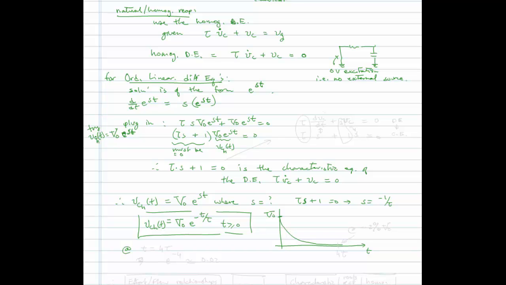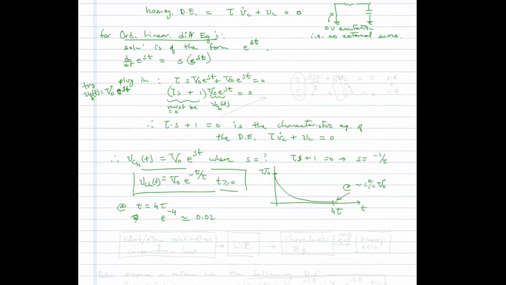At t equal to 4 tau, recall that e to the minus 4 is approximately 0.02. So in other words, it's 2%. So at 4 tau here, this would be at approximately 2% of whatever it started off at.